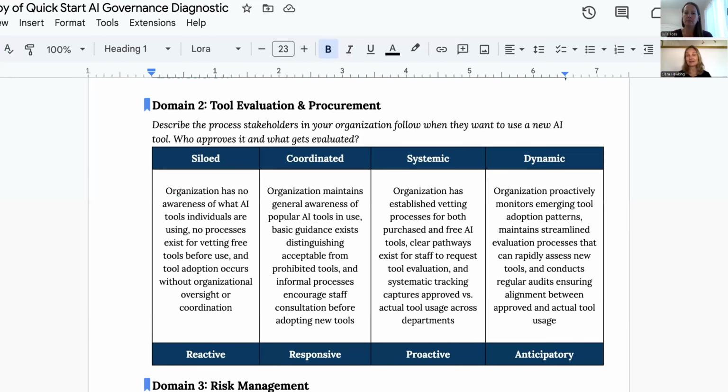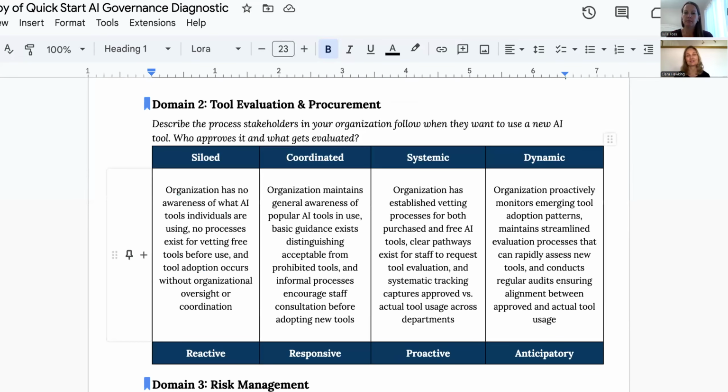And then the next domain has to do with tool evaluation and procurement. Because all of this technology has so many new functionalities that are coming so quickly and are constantly being updated, it's really important to get a sense of where you are in your journey to understand the process of approving technology and what gets evaluated of the technology.